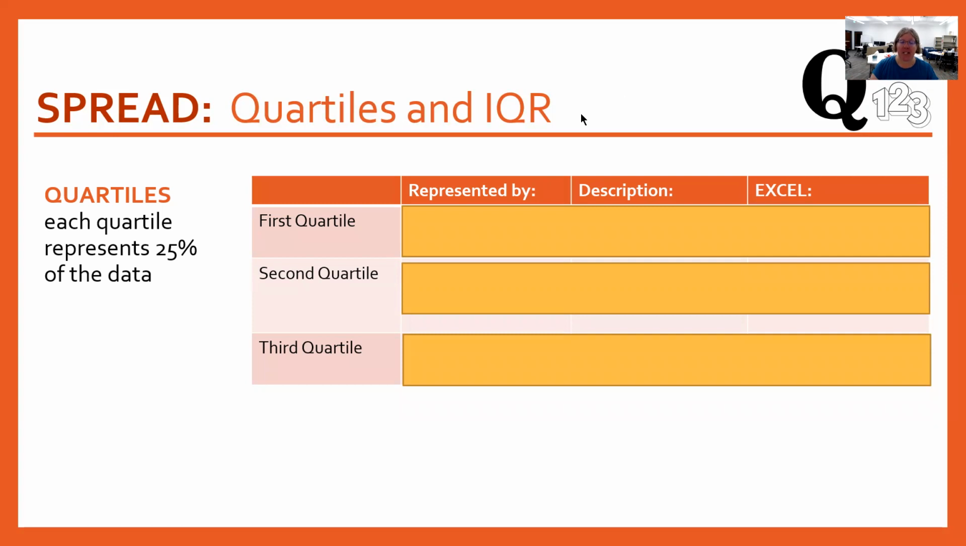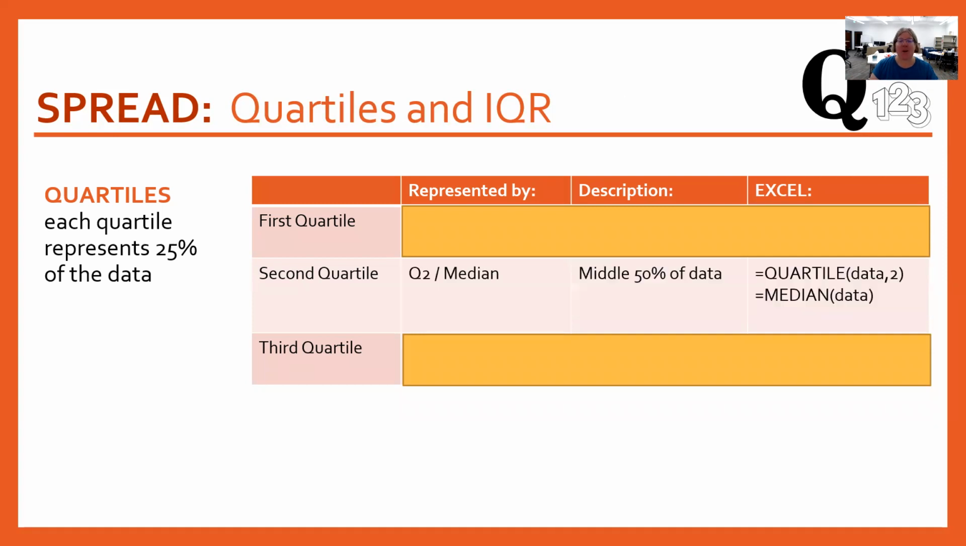I'm actually going to start with the second quartile, known as Q2, because that's also the median. So that 50%, we go 25-50, is the median. So Q2 is the median, and that'll give you the middle 50% of your data. Okay, we've already looked at that command. It's equals median, and then you'll put the data in the parentheses.